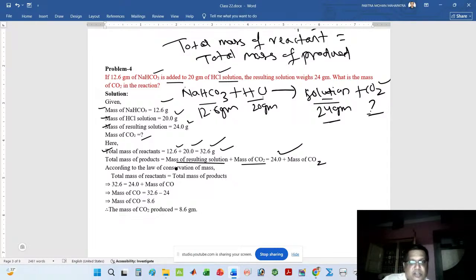According to the law of conservation of mass, total mass of the reactant is equal to total mass of the product. So here I can say that 32.6 is the total mass of the reactant. So I can write 32.6 is equal to 24.0 plus mass of carbon dioxide. This is carbon dioxide, not carbon monoxide. So the mass of carbon dioxide is equal to 32.6 minus 24, which is 8.6. So the mass of carbon dioxide produced during this reaction is 8.6 gram. This is the answer.